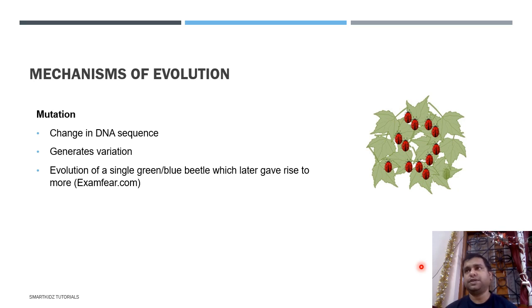So evolution is brought about by certain tools or certain means. We'll just go through the four types of mechanisms of evolution. The first and the most important one is mutation. Okay, mutations have been responsible for a lot of the evolution that we see today.